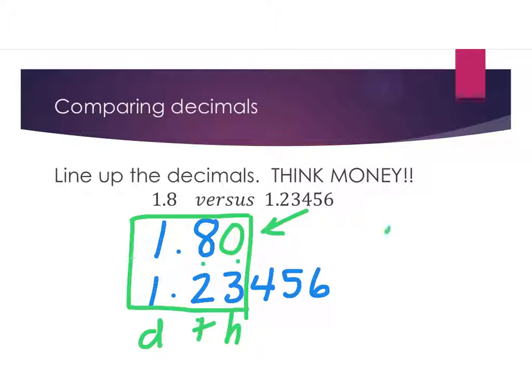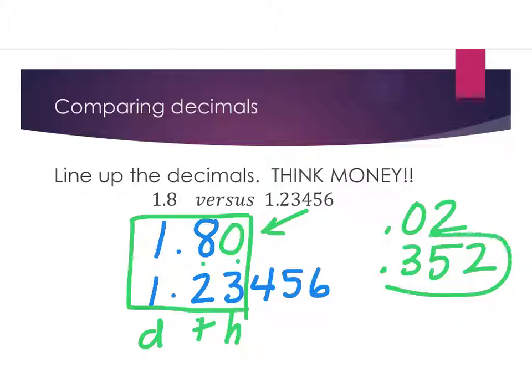So if we have this and the bottom one is going to be bigger because it has 35 cents and this one only has 2. Okay? So line up your decimals and think about money.